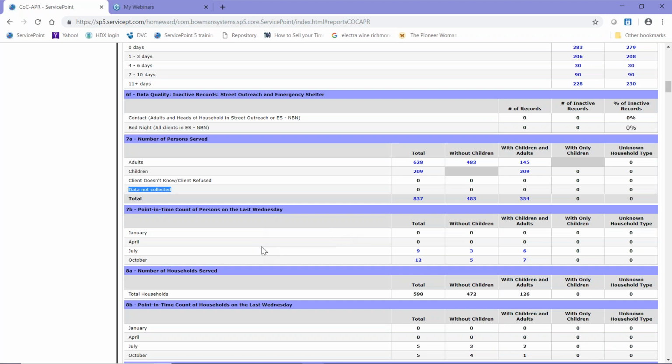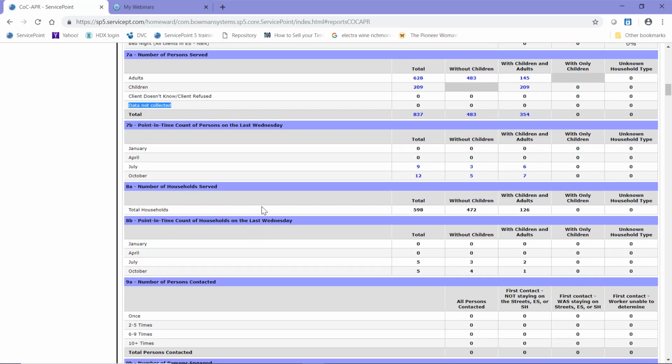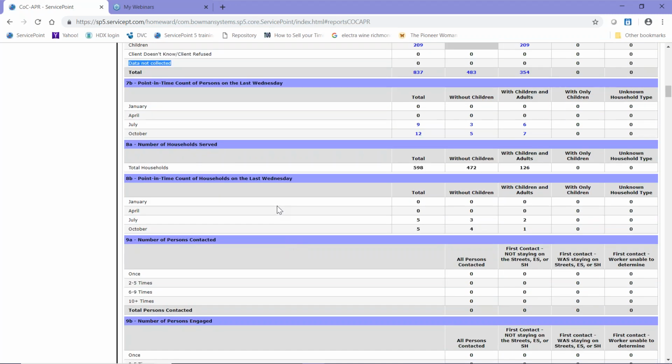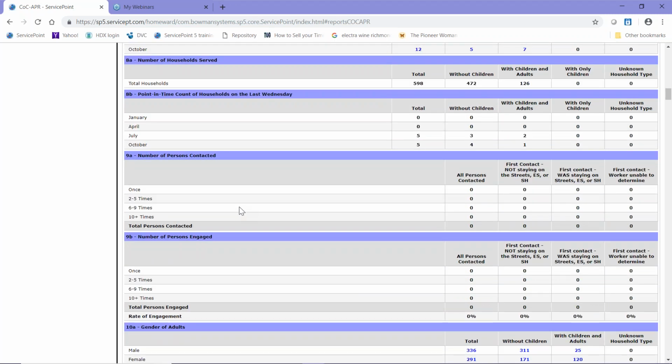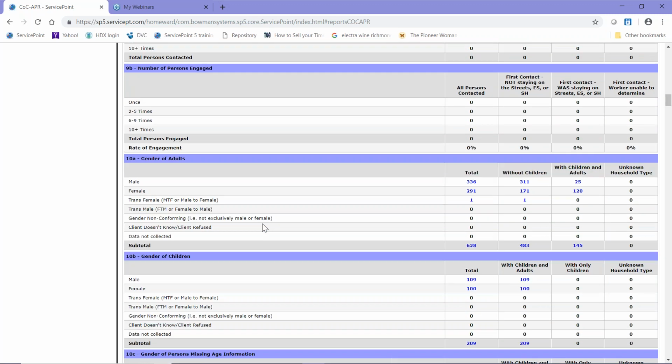Point in time relates to our point in time that we do in January. So it's irrelevant until we're doing our point in time count. Number of households served. Again, another question about point in time. And then 2 questions about persons contacted and engaged. Again, contact and engagement relates to outreach. And so if you're not an outreach project, you're not going to have data in those 2 questions.